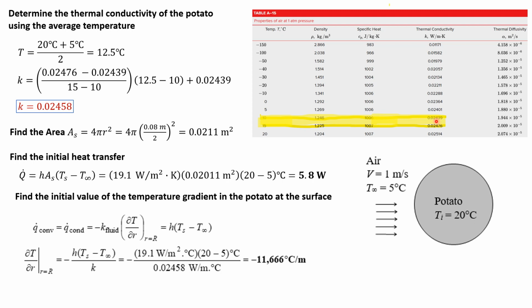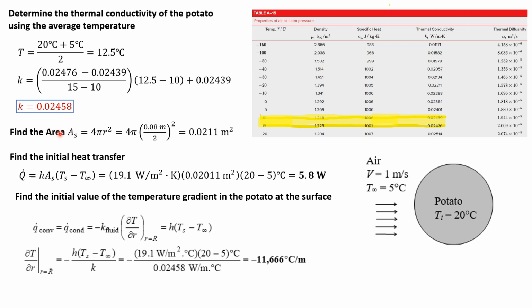You can use your calculator to do this. I use the point slope formula. Basically, you can calculate the slope: subtract this k value from this k value, and divide it by this temperature minus this temperature. That gives you the slope of the straight line. Then plug in the other values for the point slope. You can calculate k to be 0.02458.